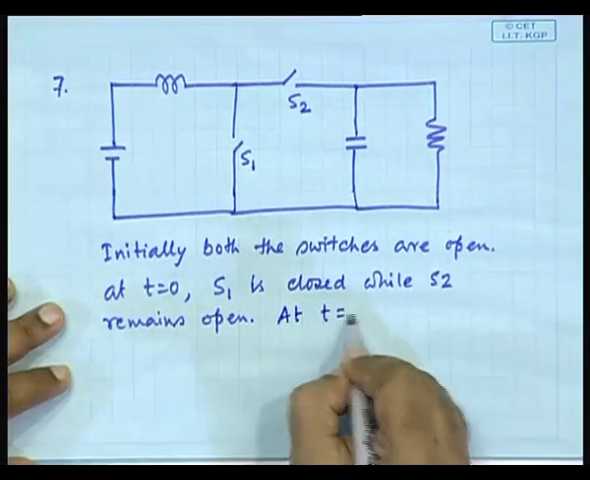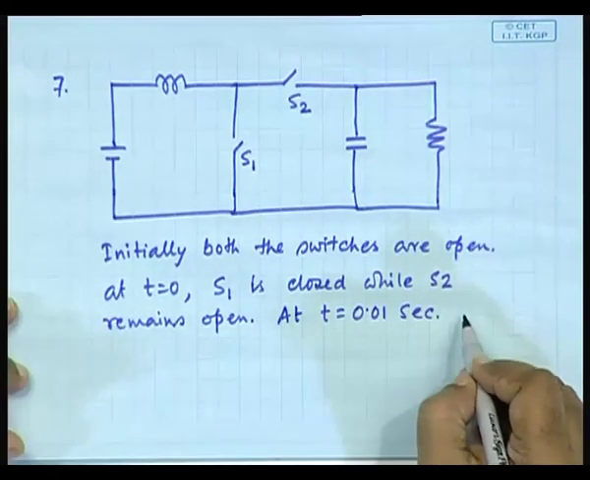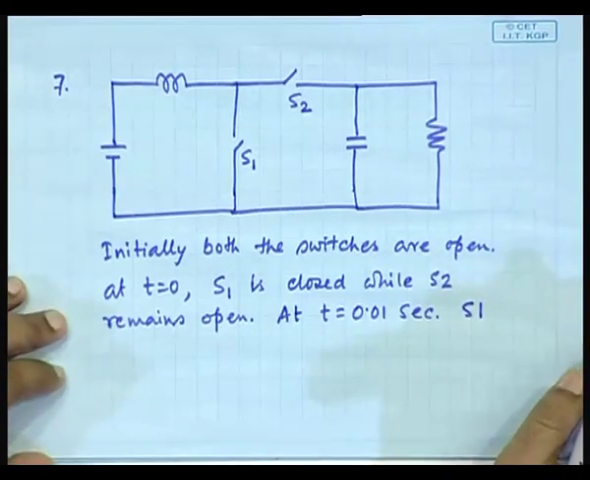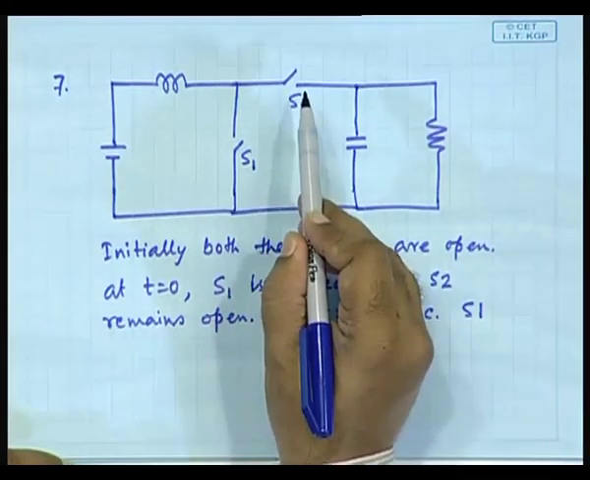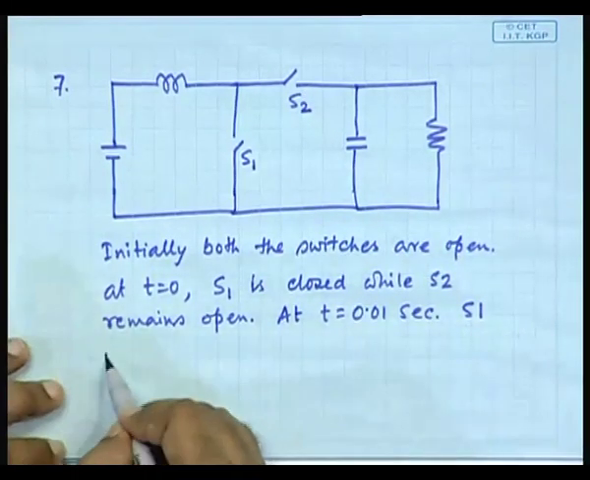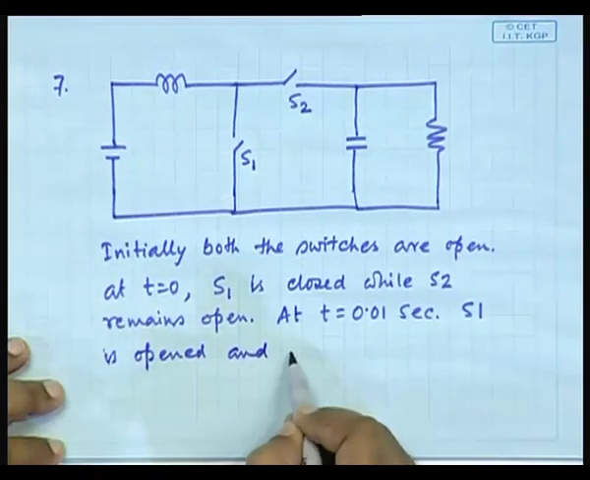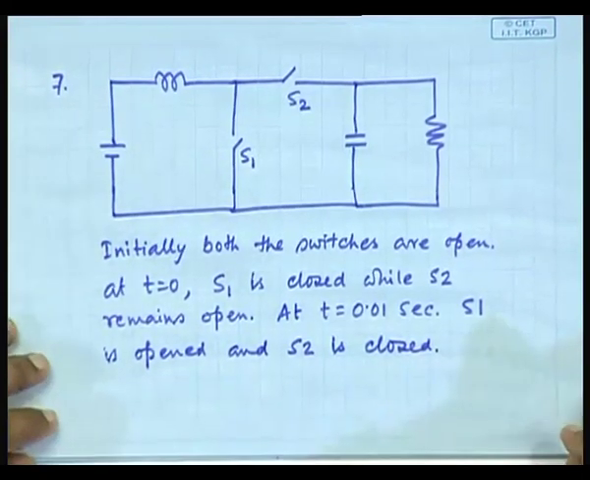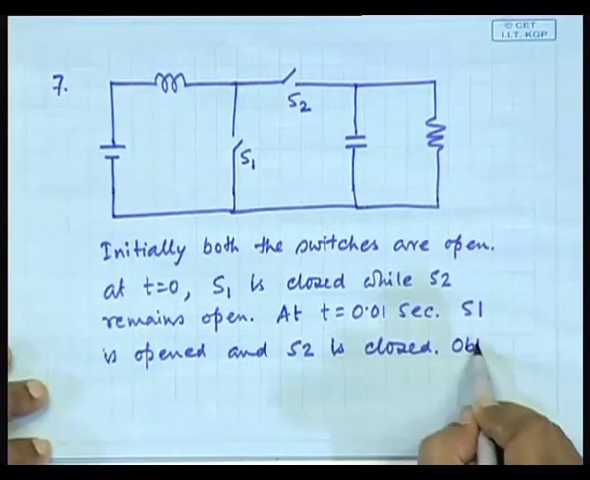At t equal to 0.01 second, wait, initially S1 is closed, S2 is open, and then S1 is opened and S2 is closed. Obtain the waveform.